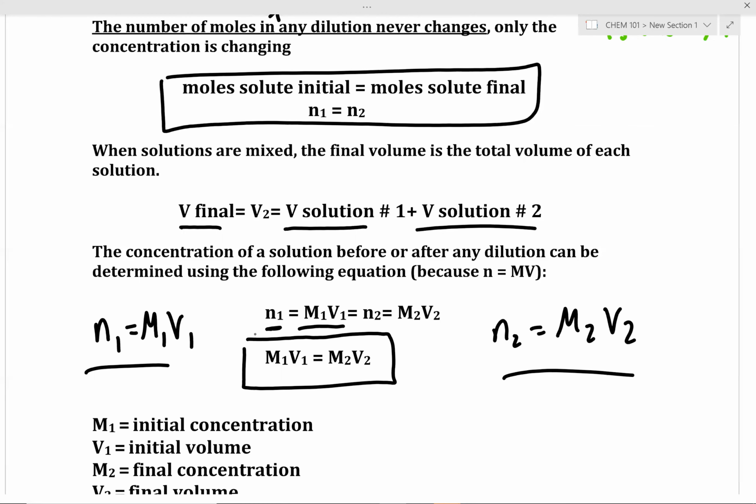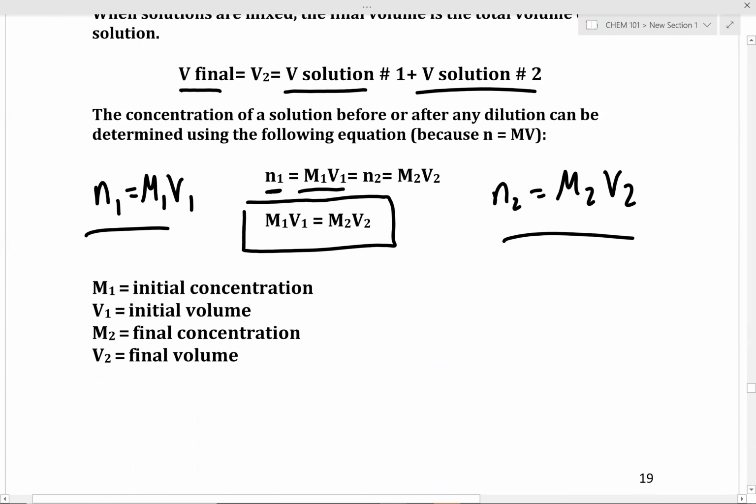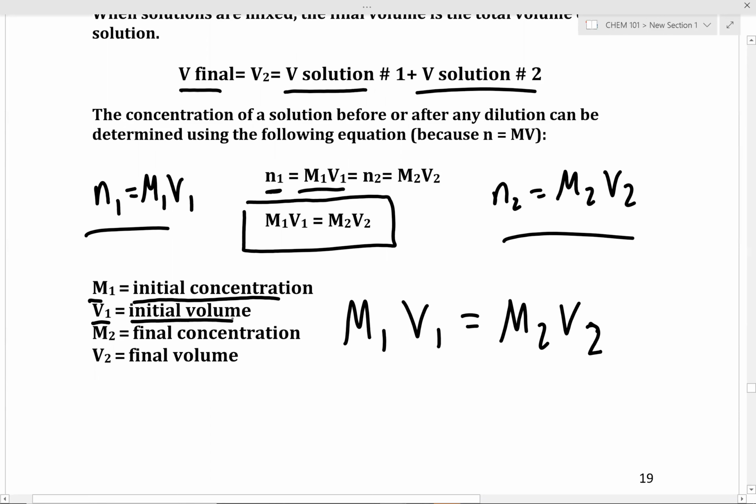Okay. So let's define our terms. In the equation M1V1 equals M2V2, M1 is the initial concentration before dilution. V1 is the initial volume of our solution. M2 is the final concentration, and V2 is the final volume of our total solution. Does that make sense? Okay.